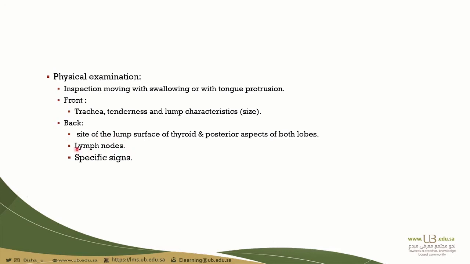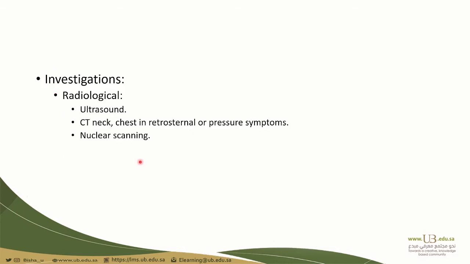You have to check all lymph nodes according to the groups, and you'll go for specific signs like signs of hyperthyroidism, signs of hypothyroidism, and also signs of pressure like Pemberton sign and percussion for retrosternal extension.